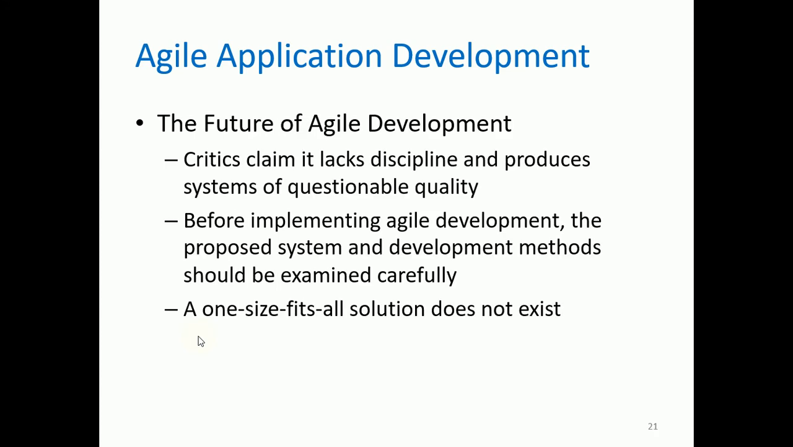Okay, what is the future of agile development? Critics claim it lacks discipline and produces systems of questionable quality. So that is the problem with agile development. Before implementing agile development, the proposed system and development method should be examined carefully, because agile development is a one-size-fits-all solution, but it is not applicable all the time or in a particular context or situation.